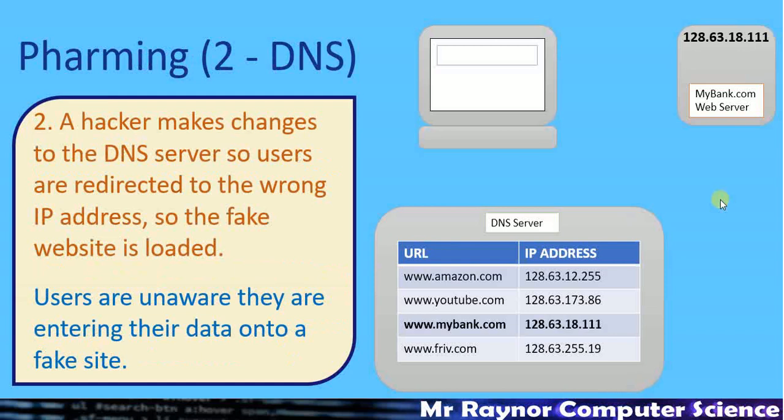The second type needs a little bit more explanation. I've simplified so far how the internet works, but maybe if you've studied already the internet principles topic of the course, you'll know about DNS servers. If not, a brief explanation. When we go on the internet and type in a URL, such as mybank.com, what should happen is that request gets sent through to something called a DNS server. It's basically a bit like a phone book.